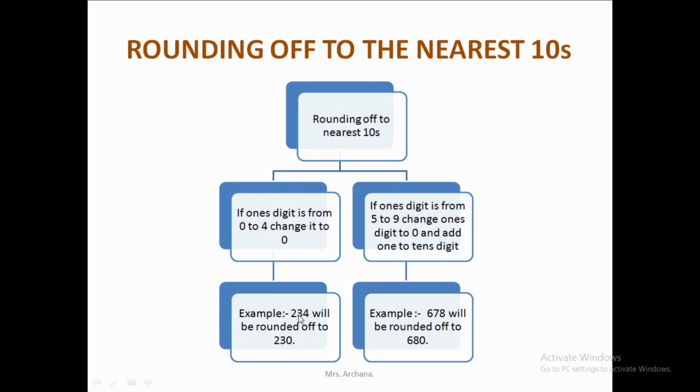See the example I have given, 234. The ones place is 4, so we round off to 0. See, 0 to 4, so 4 we round off to 0. But here, in 678, in the ones place we get 8, so it comes under 5 to 9. So we will add 1 to the tens digit. That is, see, 80 we have done. Okay, the next place we will go.